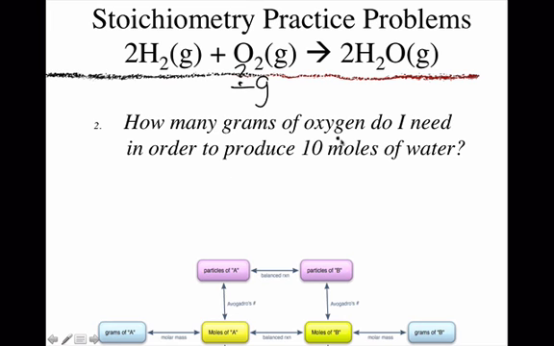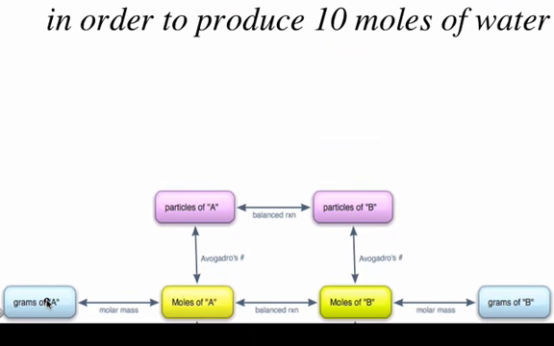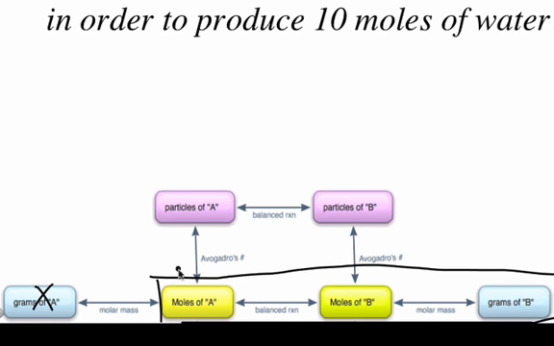Okay, next one. How many grams of oxygen, so I'm looking for grams of oxygen, do I need in order to produce 10 moles of water? So I'm starting with 10 moles of water. So if I look down here, I'm not starting in moles. I'm starting in moles of water, not grams. So I'm not starting here. That's not needed. This is the path I'm taking right here. I'm starting with moles of water, and I'm going to work my way because they're asking me for grams of my second substance, which in this case is oxygen. So this is only going to take 2 steps.